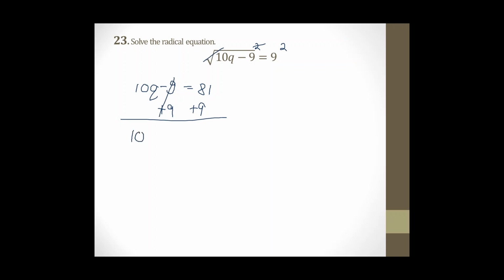And with some letters I have to be really careful because they look alike, and then I might confuse myself and think they are the same and try to combine them. But in this case, I'm sorry, this is meant to be a 9 because I'm dealing with q's here. So 10q equals 81 plus 9, which gives me a 90.